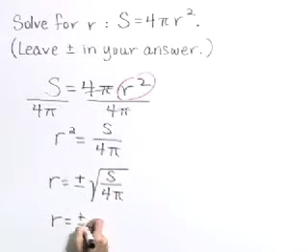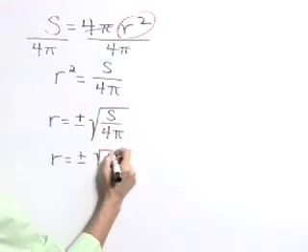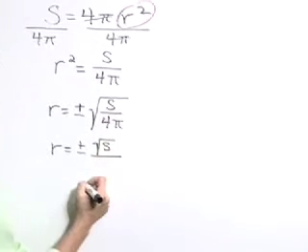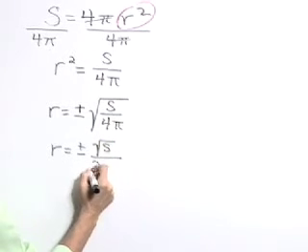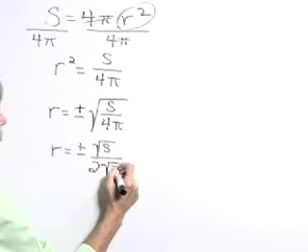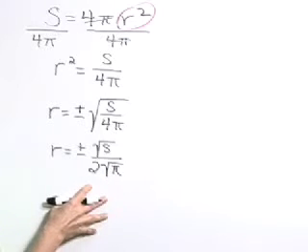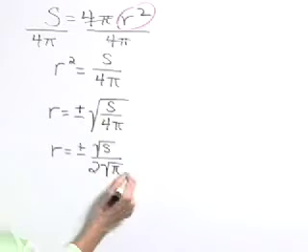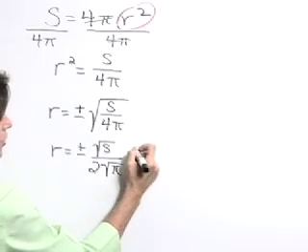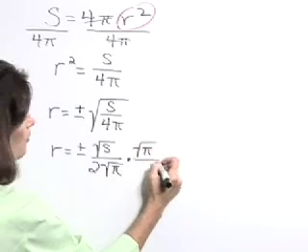Let's simplify this a little bit. We can take that square root of 4 out, and I'm going to separate our radicals and write this as a square root of s in the numerator over 2 times the square root of pi in the denominator. As a last step, let's rationalize the denominator by multiplying numerator and denominator by the square root of pi.